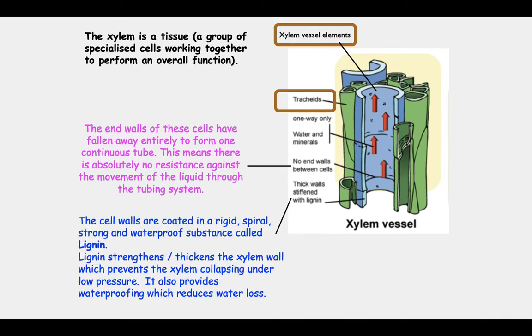You also have thick walls stiffened with lignin, and because these cell walls are coated in your rigid, spiral, strong and waterproof substance called lignin, these are strengthened and thickened. So your lignin strengthens and thickens the xylem wall and prevents the xylem collapsing under low pressure. It also provides waterproofing, so it reduces water loss because it stops it leaving the sides of the xylem vessel elements.